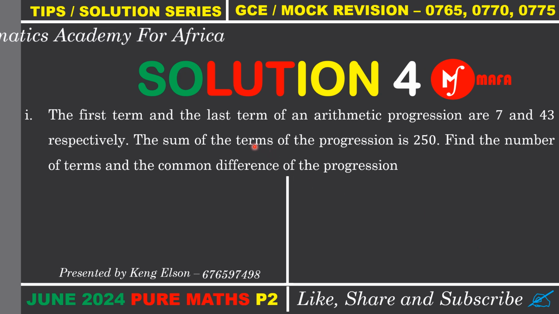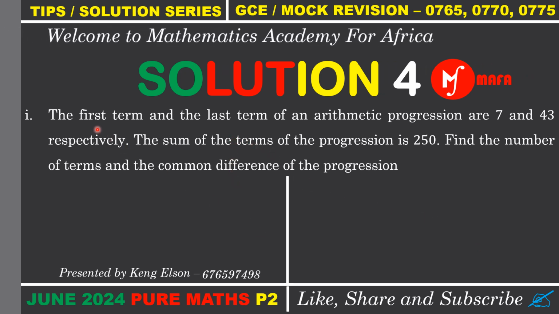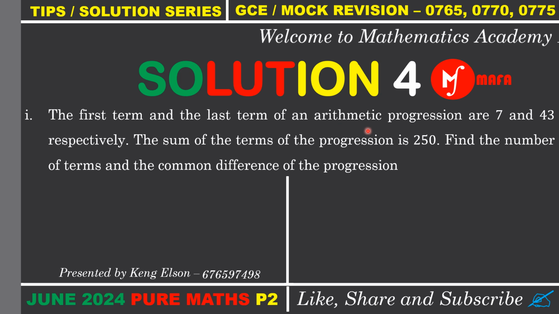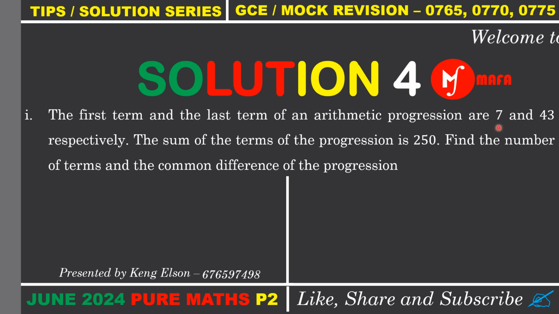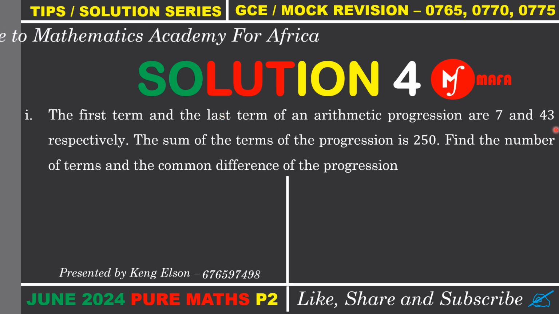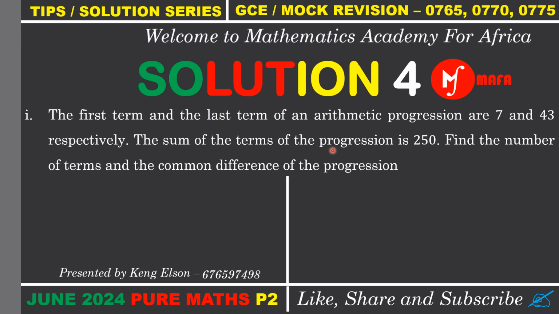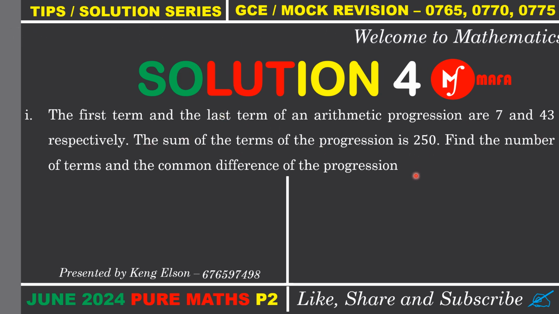Alright, so we are going to begin with the first part of the question. The first term and the last term of an arithmetic progression are 7 and 43 respectively, which means that the first term is 7 and the last term is 43. The sum of the terms is 250. So let's collect the data.